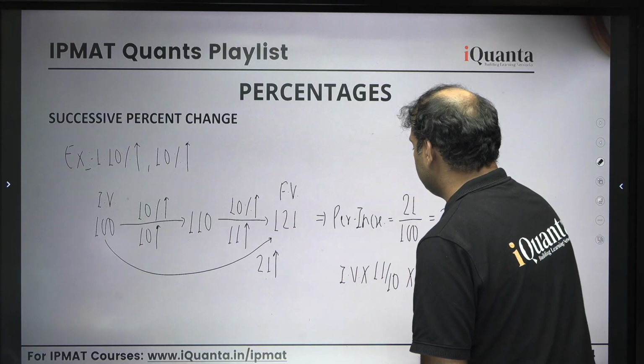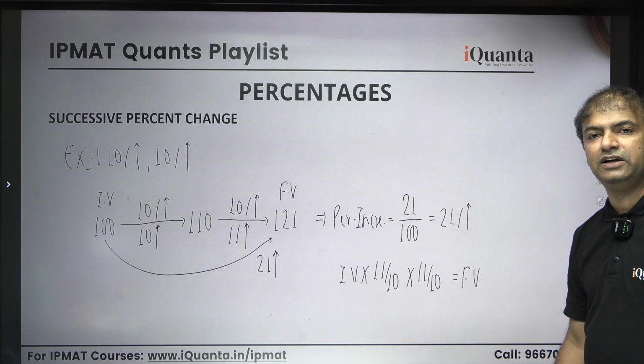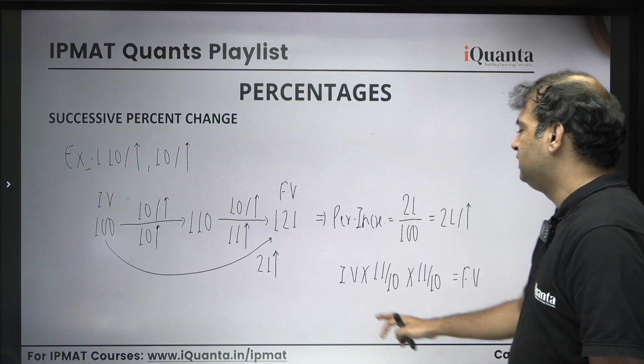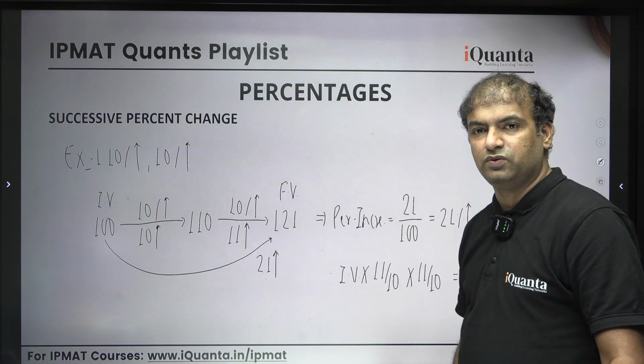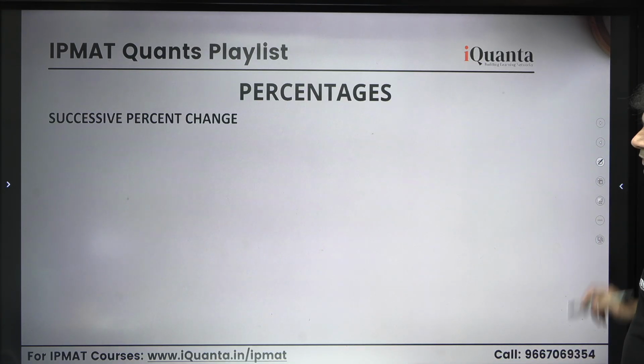That initial value into 11 by 10 into 11 by 10 has to be the final value, right? Simple as this. So this is how we can also relate initial values and final values with the help of this series given to us. All right, now what next? Let us take a few more examples, right, guys?